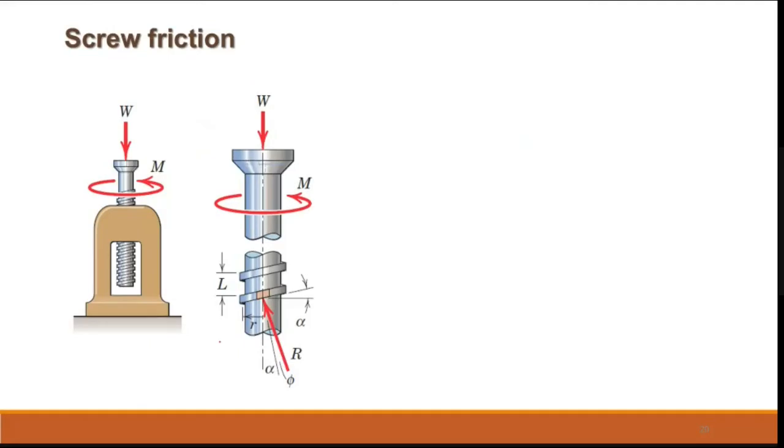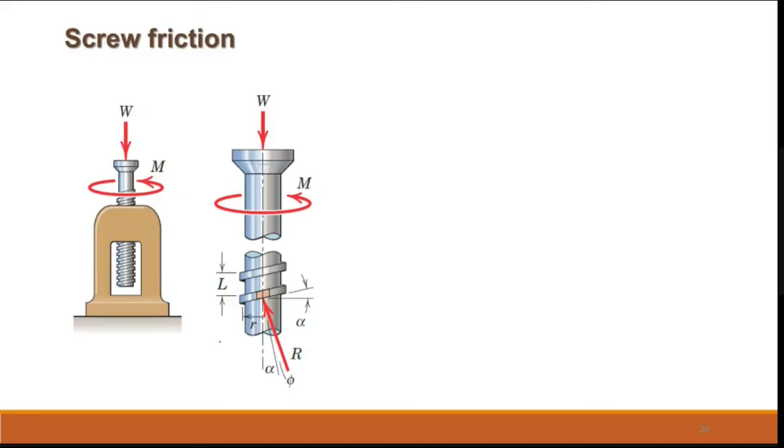That is all about belt drives. Now we'll go to the main topic, which is screw friction, right? So let me consider you have a screw, with a weight acting on the top of it. If I want to lift that weight, right?